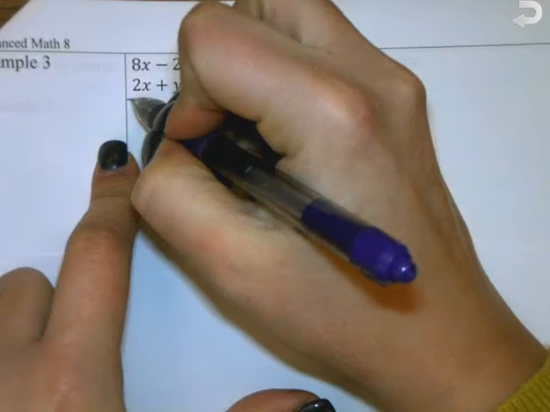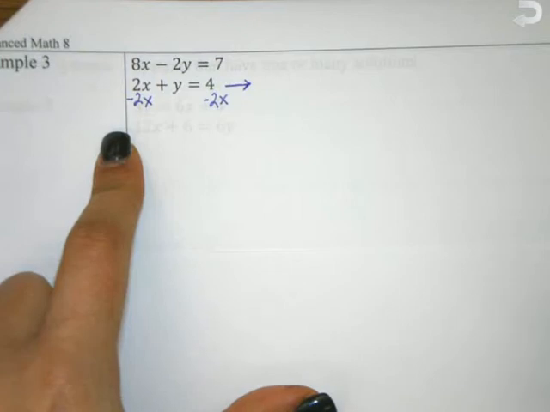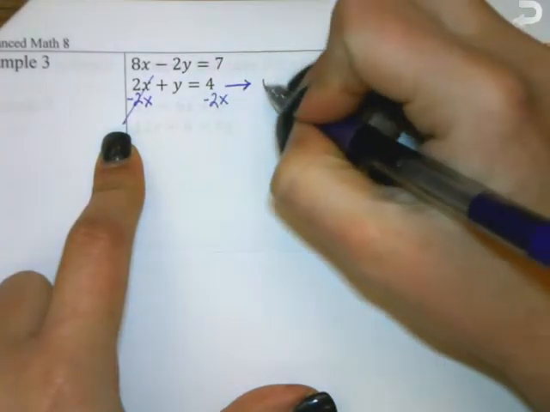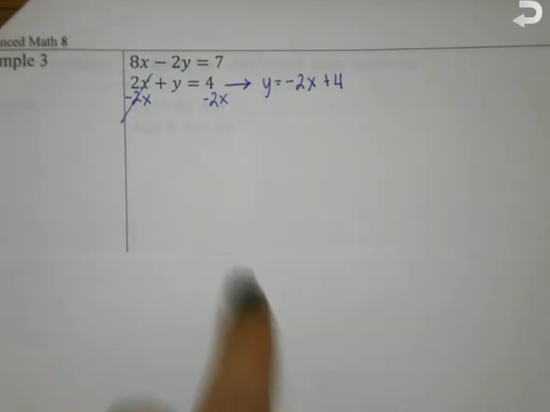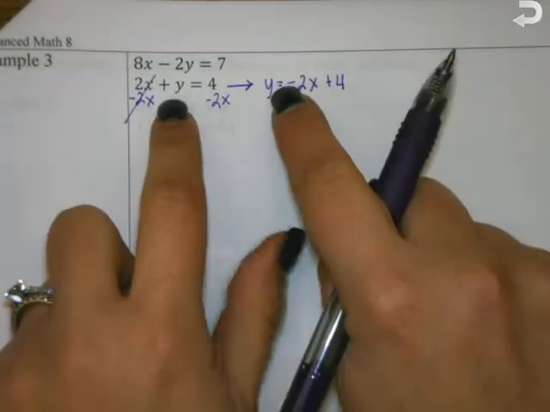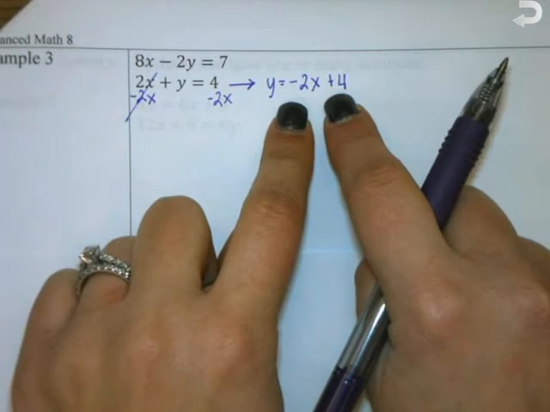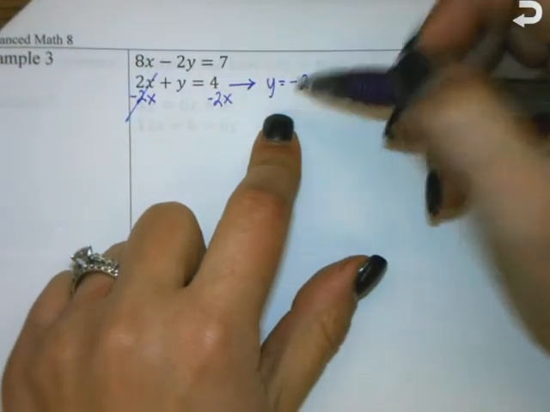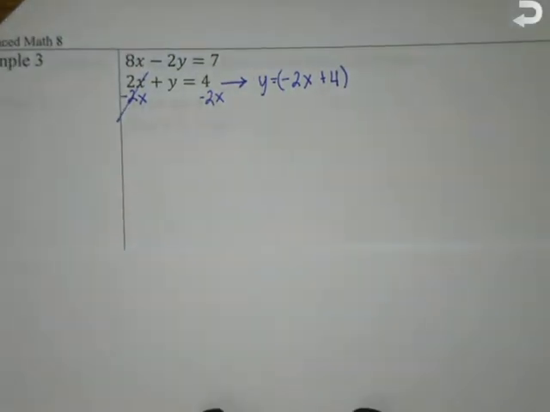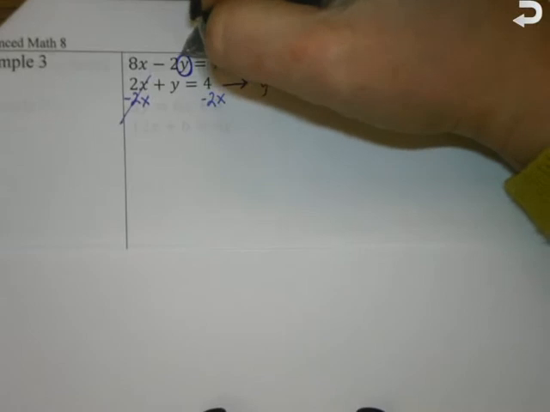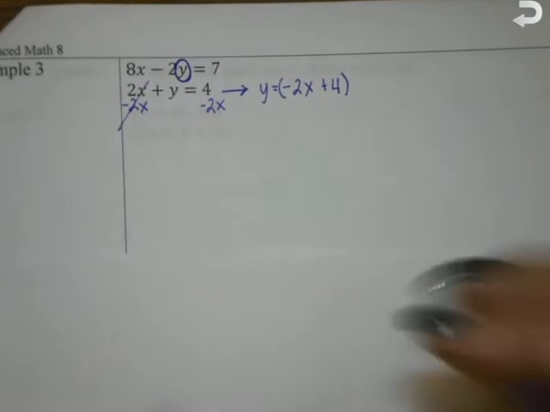Subtract 2x. So subtract 2x from both sides, and then I'm going to rewrite that equation. It's going to be y equals negative 2x plus 4. These two equations, 2x plus y equals 4 and y equals negative 2x plus 4, are actually the exact same thing. But now I have y isolated. So we can take that negative 2x plus 4 and plug it back in to y in the first equation. This is what we did yesterday, right?